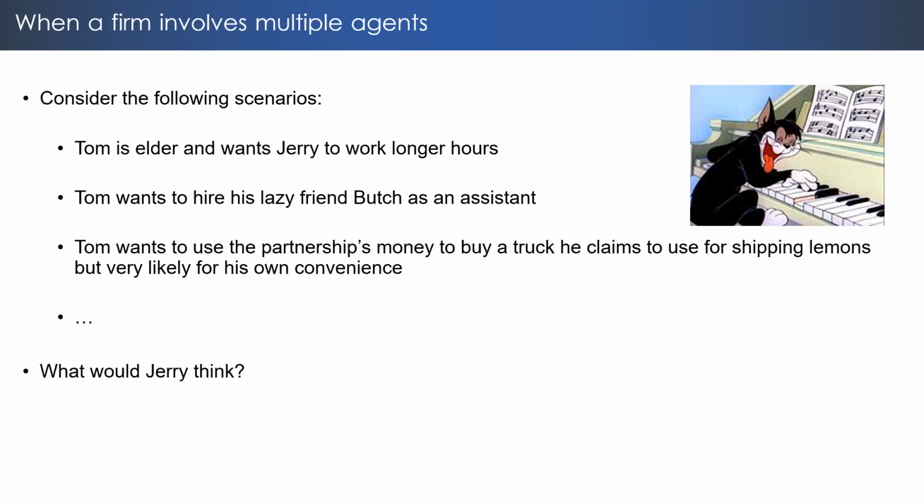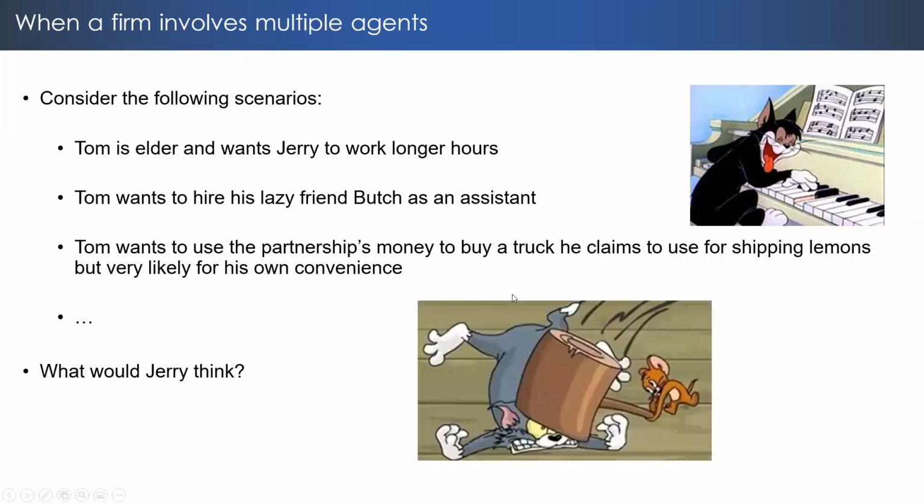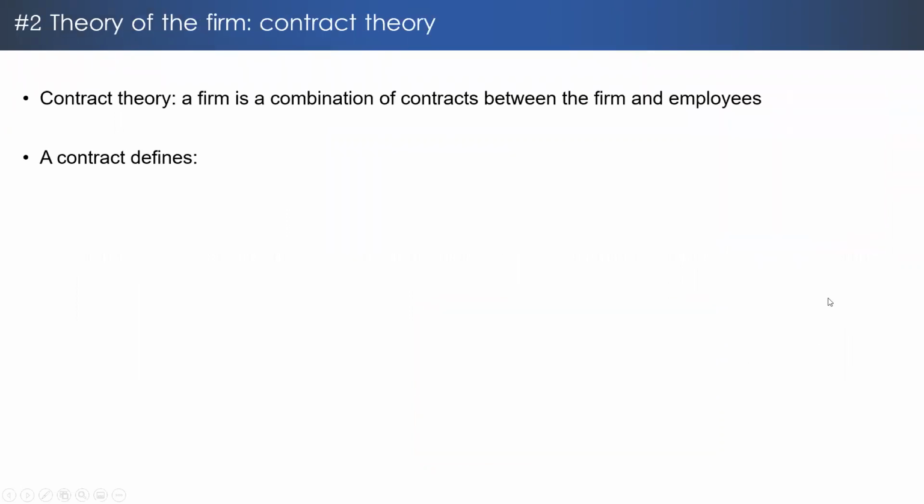What would Jerry think, right? So if you are Jerry, you are the other partner. What will your reaction be, right? Given Tom's suggestions or Tom's decisions, right? So it's very likely that you would not be very happy about it, right? So this is probably what Jerry's reaction will be, right?